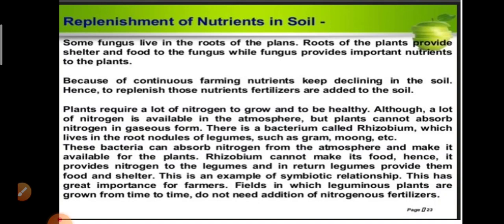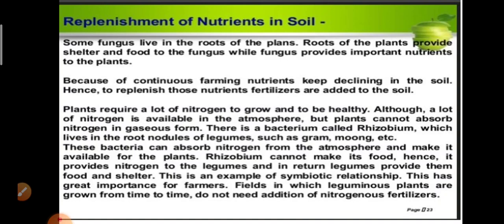Some fungus live in the roots of the plants. Roots of the plants provide shelter and food to the fungus, while fungus provides important nutrients to the plants. This is also a mutualism. Because of continuous farming, nutrients keep declining in the soil. Hence, to replenish those nutrients, fertilizers are added to the soil.